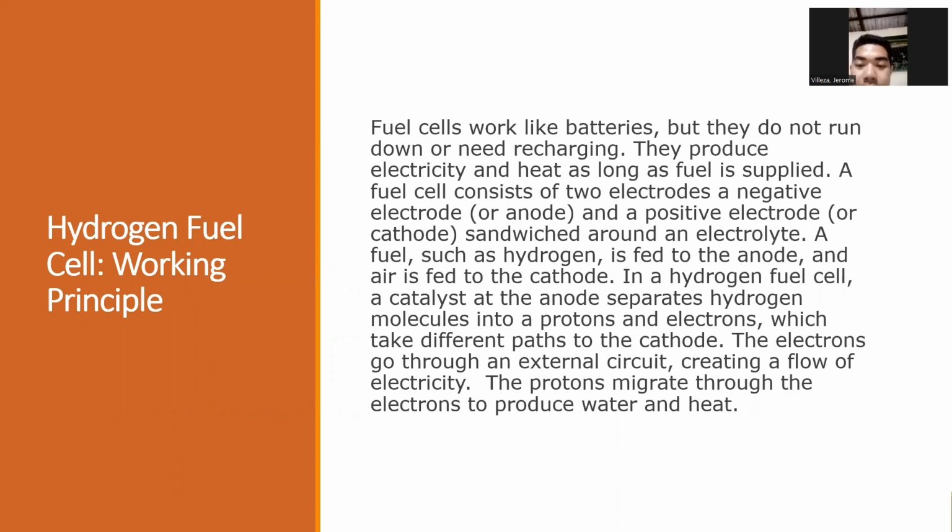The fuel cell consists of two electrodes, a negative electrode or the anode and a positive electrode, which is the cathode, sandwiched around an electrolyte. The fuel, such as hydrogen, is fed to the anode, and the air is fed to the cathode. In a hydrogen fuel cell, a catalyst at the anode separates hydrogen molecules into protons and electrons, which take different paths to the cathode. The electrons go through an external circuit, creating a flow of electricity. The protons migrate through the electrolyte to produce water and heat. Next.